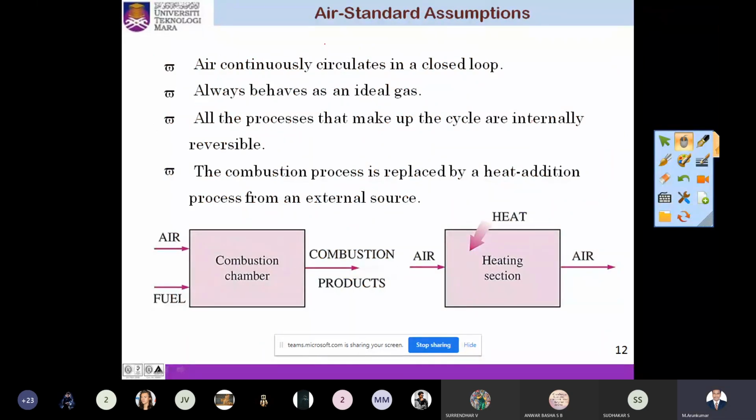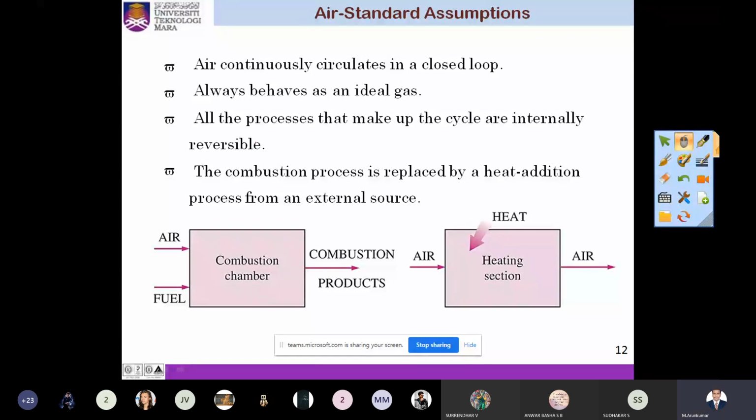Then these are the assumptions for air standard cycles. We have to assume air is continuously circulated in a closed loop. Just assume the air in the cycle is continuously circulated and always behaves as an ideal gas. The air we are using as a working medium should be an ideal gas. Then all the processes that make up the cycle are internally reversible. We know what a reversible process is. Then the combustion process is replaced by a heat addition process from an external source. So if the heat is added externally, the same effect as combustion will happen. These are the assumptions.